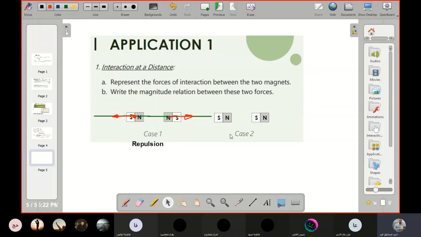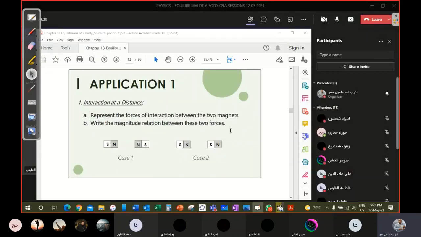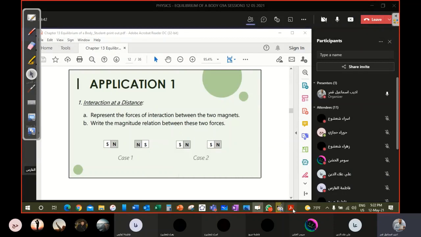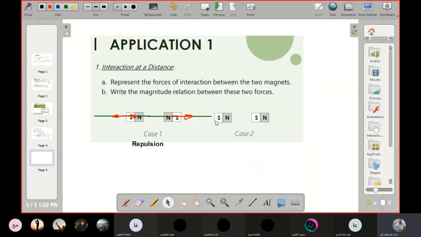So here we have repulsion, and here, in the next case, the second case, we have attraction. The same.